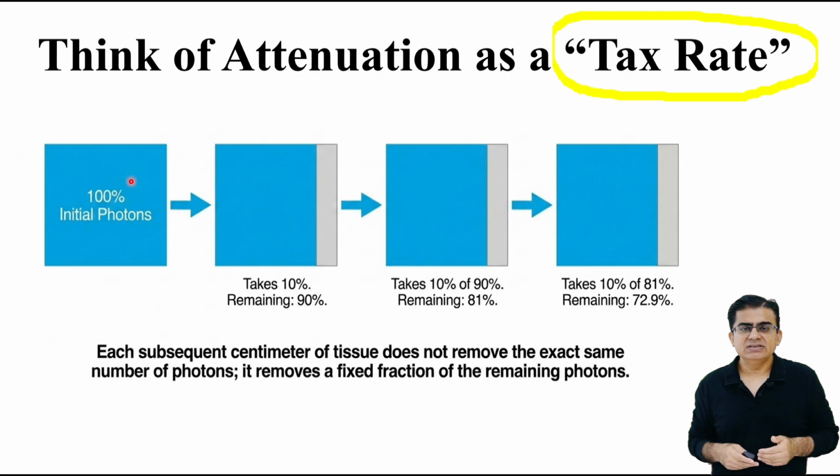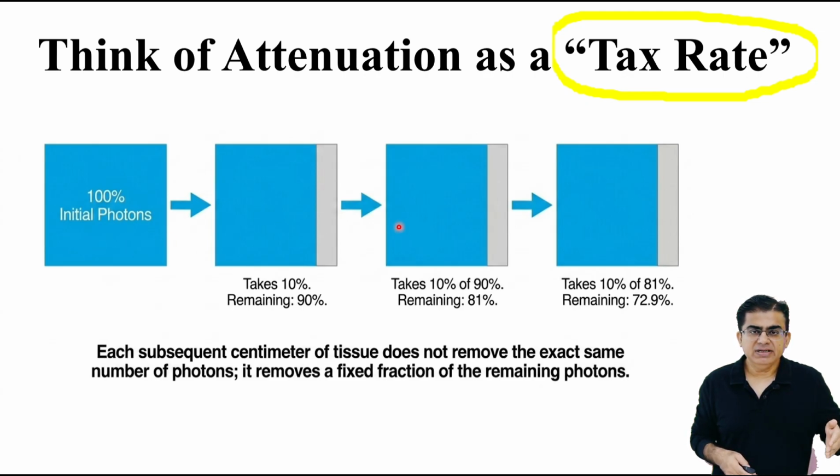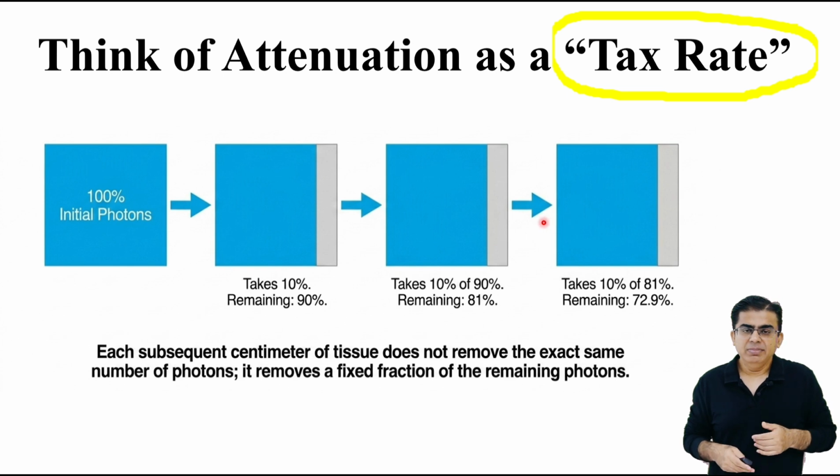Imagine a primary beam starts with exactly 100% of its initial photons. Now imagine the patient's tissue charges a flat tax of 10% for every single centimeter the beam travels. When the beam passes through the very first centimeter, the tissue takes its 10% tax. This means 10% of the photons are physically removed by absorption and scattering. Now you are left with 90% of your original beam.